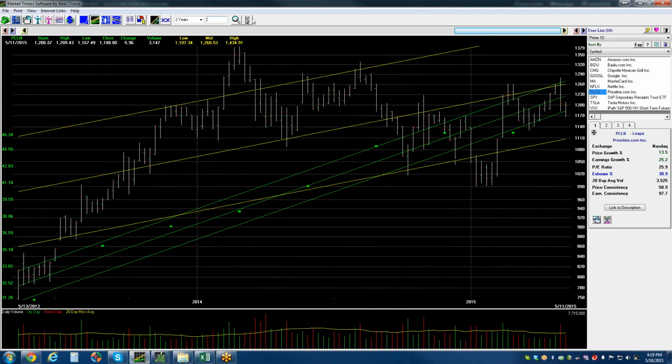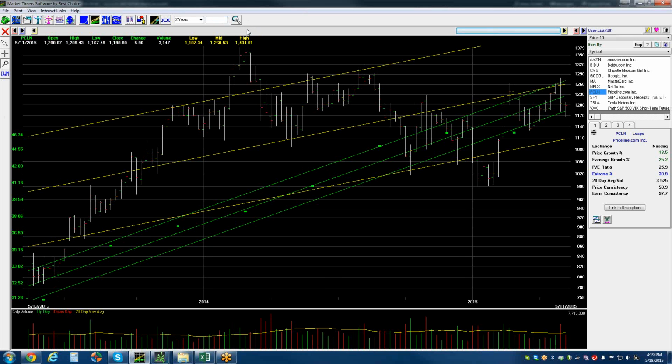Oh, one of the things I want to show people, see this little icon next to the magnifying glass to the right? If you click it, you can change from a day chart to a week chart to a monthly chart. I kind of wanted to show you that. This is on a 2-year weekly chart. Now this is converted. That Priceline, of course, these are earnings. It bottomed, and it's on its way back up.